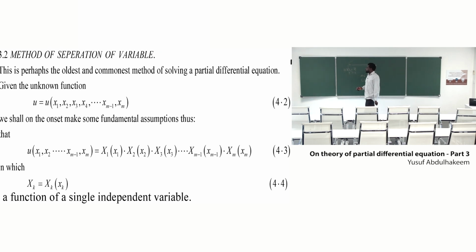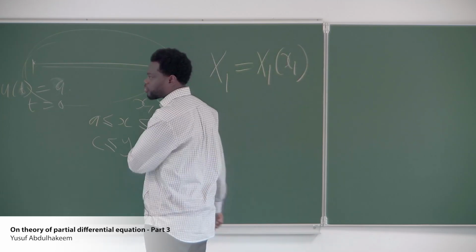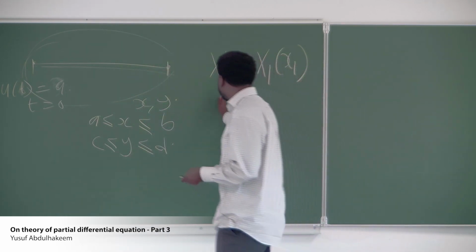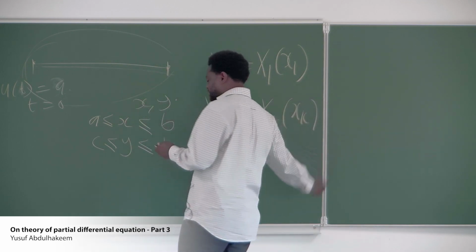So, given the unknown function u, which is here in 4.2, we shall on the onset make some fundamental assumption, thus that u of x1, x2 to xm is equal to X1 of x1 multiplied by X2 of x2 till we get to Xm of xm, which is given here in 4.3, in which Xk implies Xk of xk. So this is what we are going to be making use of. What that is trying to tell us is that Xk is a function of xk.